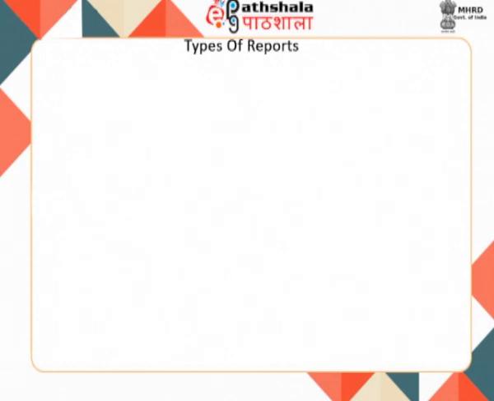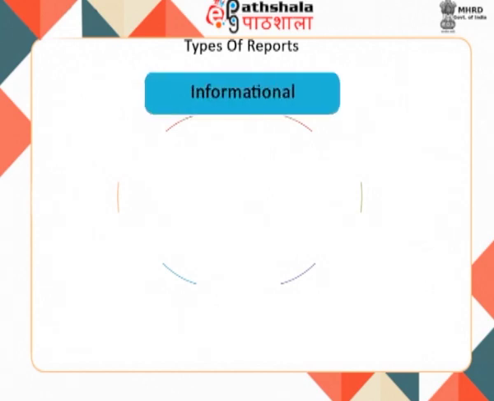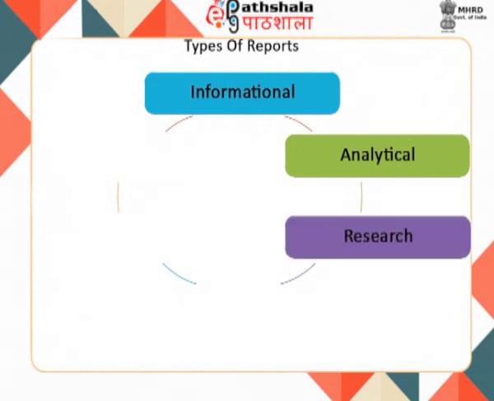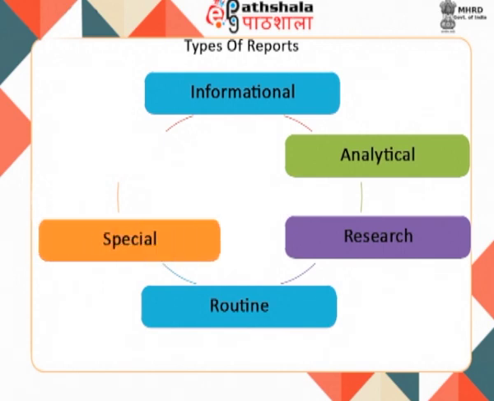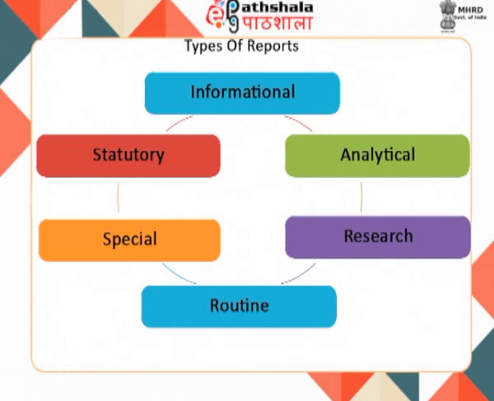As understood earlier, reporting is done by all levels of management. As per requirement, they generate different kinds of reports. Different types of reports used in business are: 1. Informational reports, 2. Analytical reports, 3. Research reports, 4. Routine reports, 5. Special reports, 6. Statutory reports. We shall discuss each of these one by one.